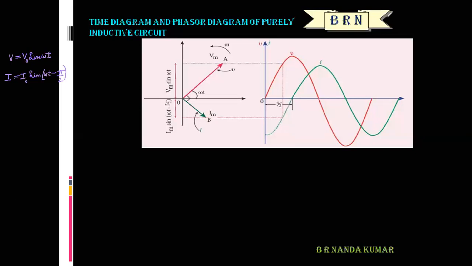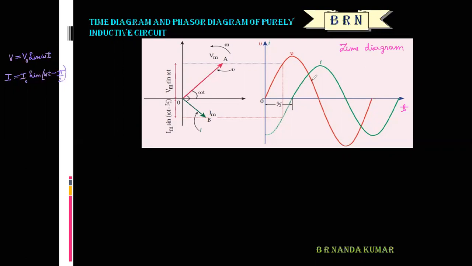Okay, first at time t equal to 0. So this is the time diagram. What is the meaning of time diagram? Time diagram means a diagram which represents the time varying voltage and time varying current. This is the time diagram of a purely inductive circuit.